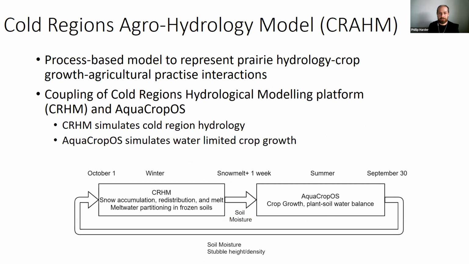But the problem is we don't really have a good model that puts it all together. So a big part of the work recently has been to come up with this cold regions agrohydrology model, which is in a nutshell a process-based model that can actually directly couple these things. And so for the wintertime processes, we're using CRIM, which has been talked about previously at this meeting. And then we're coupling it with a crop growth model, AquaCrop, come the summertime, and coming up with a scheme where we are passing soil moisture between the two, and also stubble heights and densities to get these feedbacks between the hydrology that happens in the winter and the crop growth that happens in the summer.